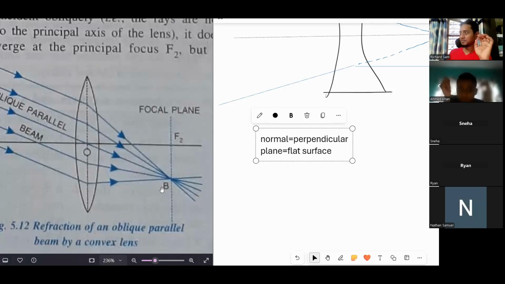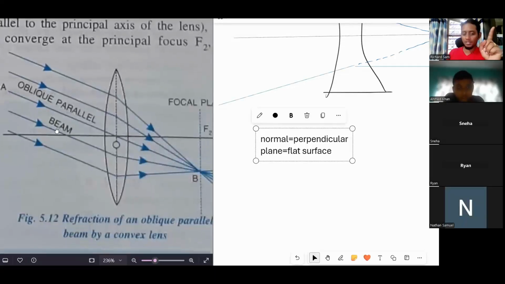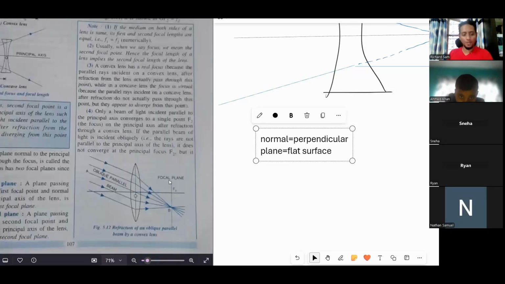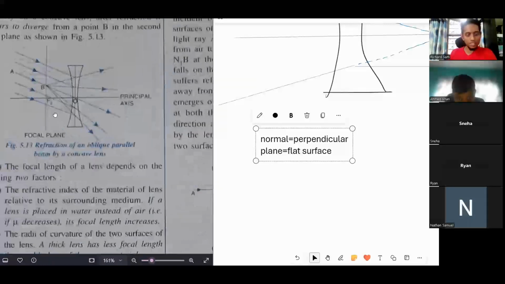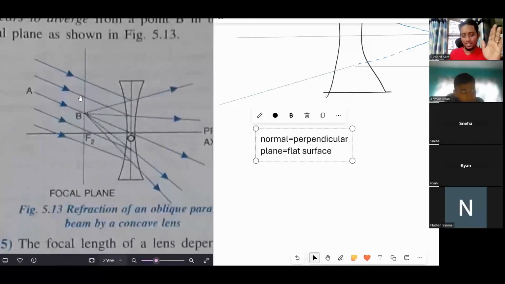Is that clear, everyone? So if the rays are parallel to each other, but not parallel to the principal axis, where will they meet? Focal plane. Second focal plane. And this is the second focal plane again for the concave lens. So here also the incident rays are parallel to each other, but not parallel to the principal axis. So they will not meet obviously because it's concave.